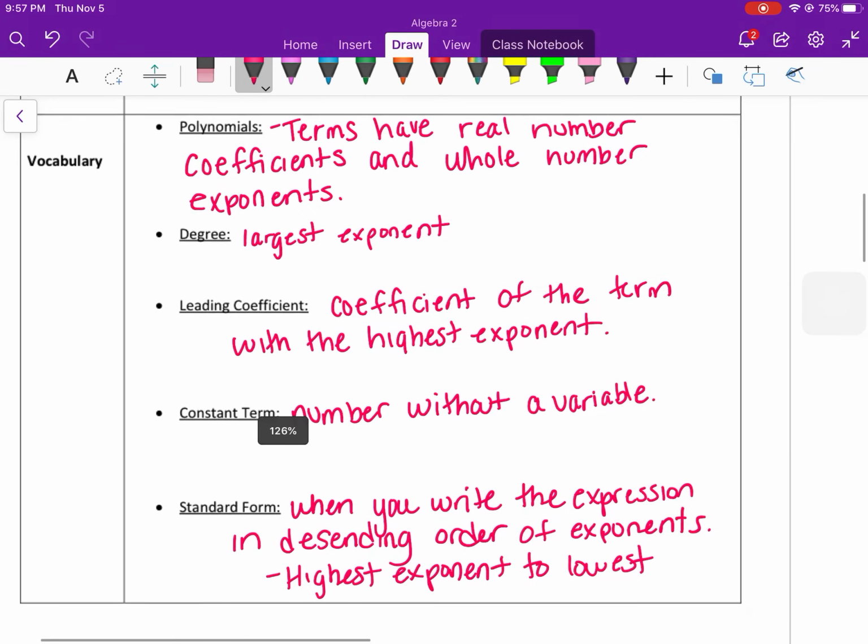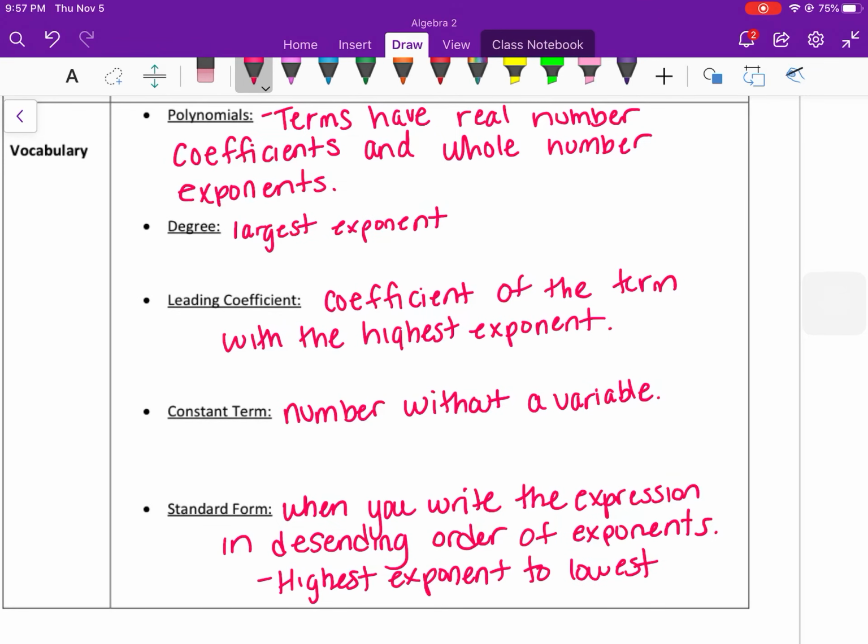So I started by writing down the definitions first so you didn't have to listen to me write down every word, and I figured you could just pause it and get these definitions down. So polynomials are expressions that have terms like the quadratic functions we've been working with, and they're considered polynomials when the terms have real number coefficients and whole number exponents. And then we have the degree, and that degree of the polynomial is defined by its largest exponent. So we'll talk more about that as well.